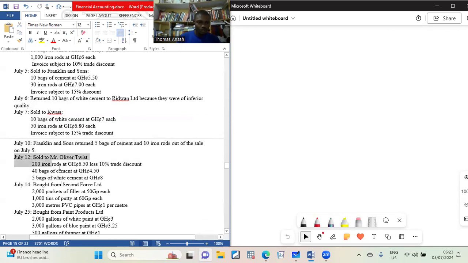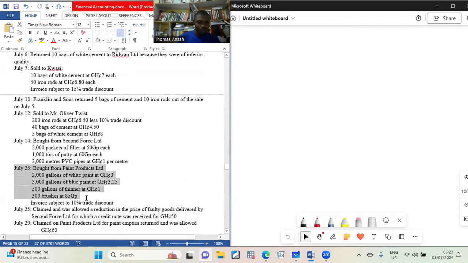Then you could see also here there's a sale, there's another purchase. All right, then there is another purchase. Bought means purchase. There are discounts, and these discounts are trade discounts. Don't forget that. Then we have claims. He said that the claimant was allowed a reduction in price for 40 goods delivered by a second phase. So we will look for second phase. This is the one. All right, so he has some credit notes for that. Then again, there's another claim on paint products for paint empties return and was allowed this amount.